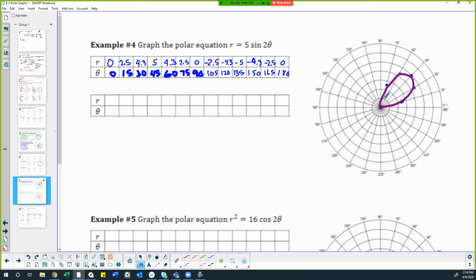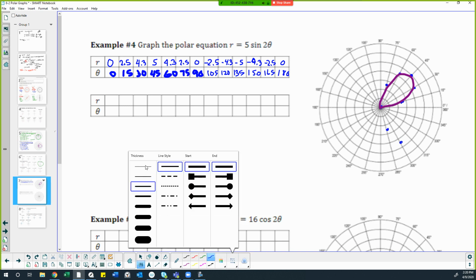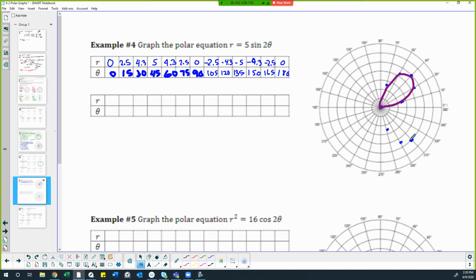So 105 is this line right here, but it's negative. So we're going to go back 1, 2. Wait, it's 2.5, isn't it? So right there. Okay, and then 120 is this angle, but we have a negative radius, so we have to go backwards. 1, 2, 3, 4. Here, I should really erase this point so it's not confusing me. There we go. All right, and then we have a negative 5, so 135 goes backwards to negative 5. Is that right here? Did I count? 1, 2, 3, 4, 5. Yes. And then our symmetry falls into place, so it'll be there, and the petal would be graphed.